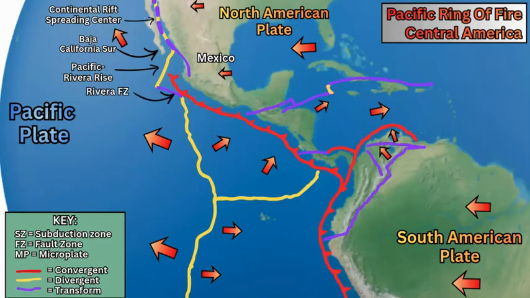Then you have the Rivera Fracture Zone, and to the east you have the start of the Middle America Trench, the subduction zone, which starts off the coast of western Mexico, and also the Tomeo Fracture Zone, which makes the Rivera Plate, a microplate sandwiched in between the Pacific Plate, North American, and the Cocos Plate.